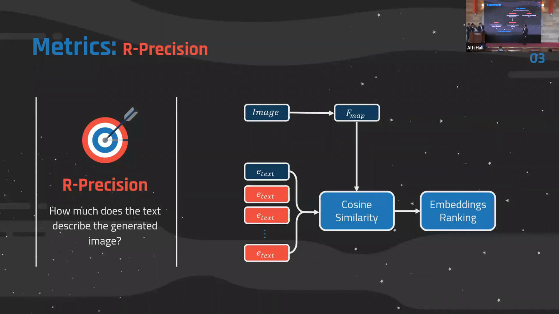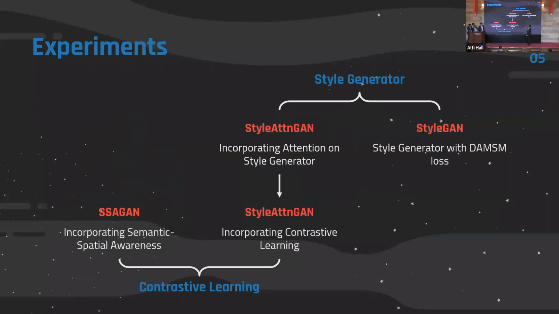For our experiments, we have mainly followed two tracks. First is experimenting with the style component introduced earlier, with two main experiments: first, testing the StyleGAN with the DAMSM loss, and then introducing the style blocks to the existing AttnGAN. The second track was testing the contrastive learning, which was achieved by incorporating the contrastive loss function first into the style attention GAN and later into the SSA-GAN.